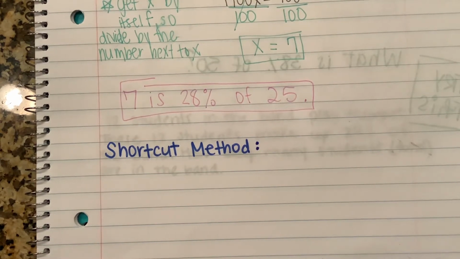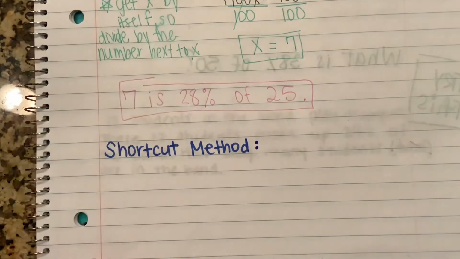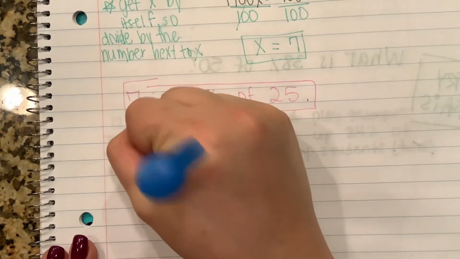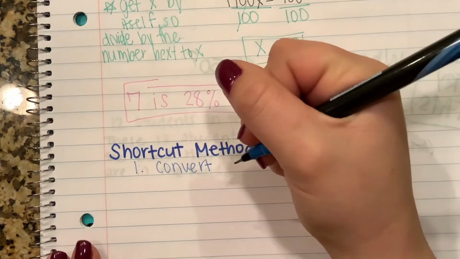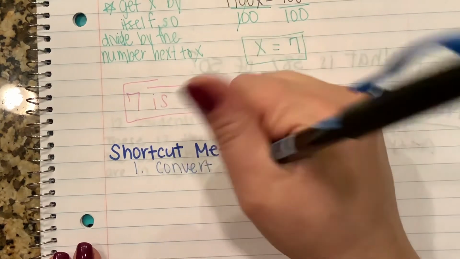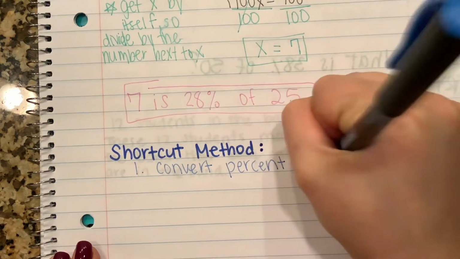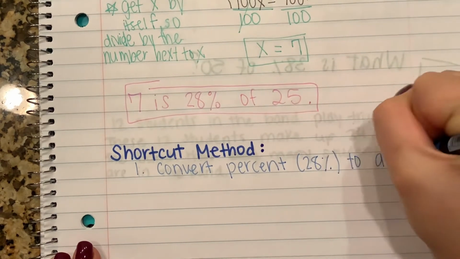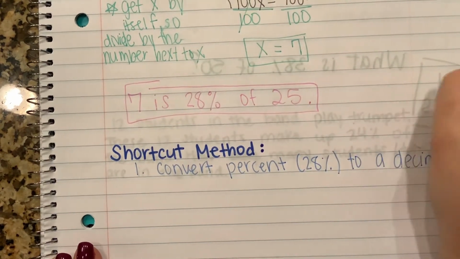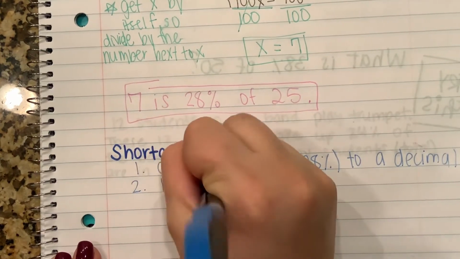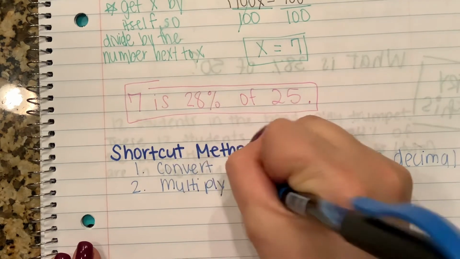For the shortcut method, we're going to use the same problem, what is 28% of 25. And so step 1 is to convert, which we talked about in 8.1 and 8.2. Convert the percent, which is 28%, to a decimal. Then step 2, you're going to multiply by the of number.